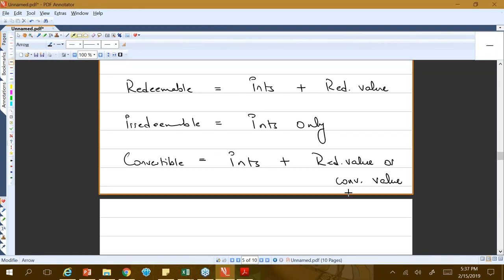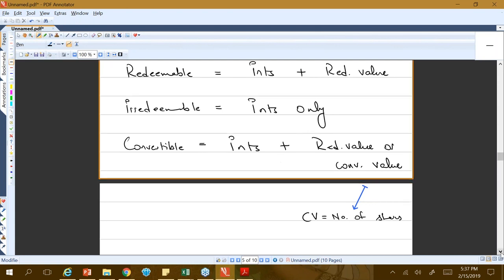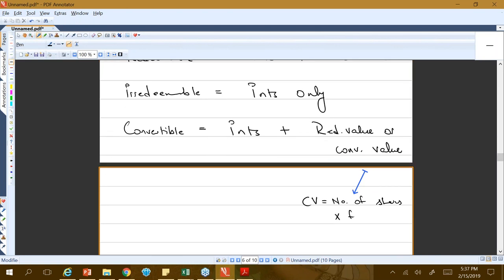The next question is, how do you find the conversion value? The conversion value is the number of shares which someone will get in the future by converting their debt to equity, into the future share price. So, number of shares into the future share price. Again, this information will be given to you in the question: how many shares they would get in the future and what the future share price will be. Then you can simply find the conversion value here. Okay.